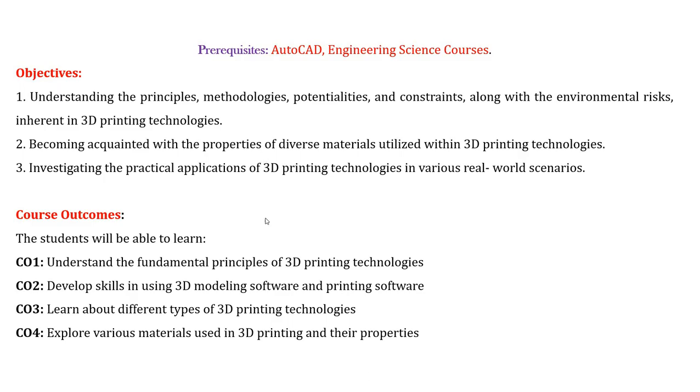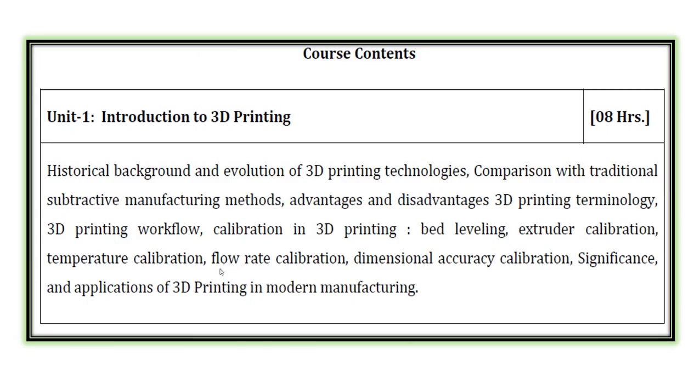So for this subject, we have certain prerequisites and objectives that are mentioned here. Okay, so these are the course outcomes for the subject. We have 4 units, and for the 4 units we have 4 course outcomes. This is the first unit, Introduction to 3D Printing, and we will deal with this in the current lecture.